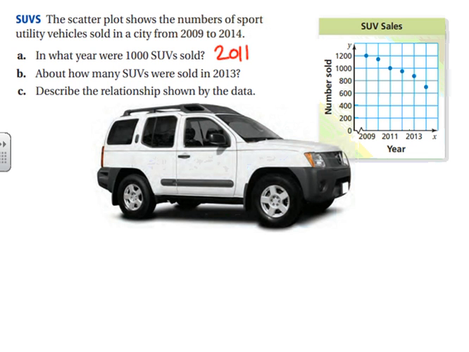Okay, we can go the opposite direction, starting with the year. We can follow this up if we're trying to figure out the number sold in 2013, and then we can go across. So it's a little bit less than where 900 would be. So I'm going to make a guess that maybe that's about 850 SUVs. And then describe the relationship. This is kind of forming a line. It's trending down. So that would be a negative linear relationship.